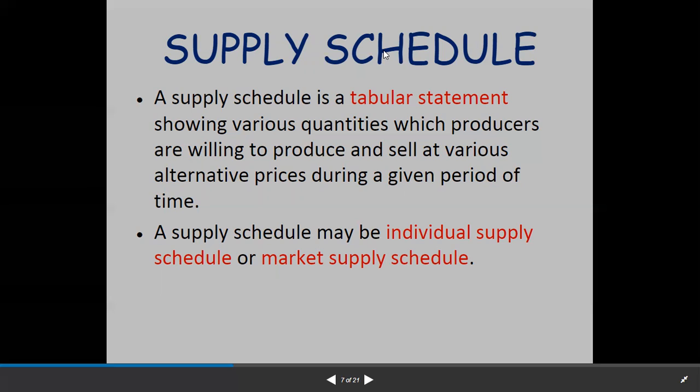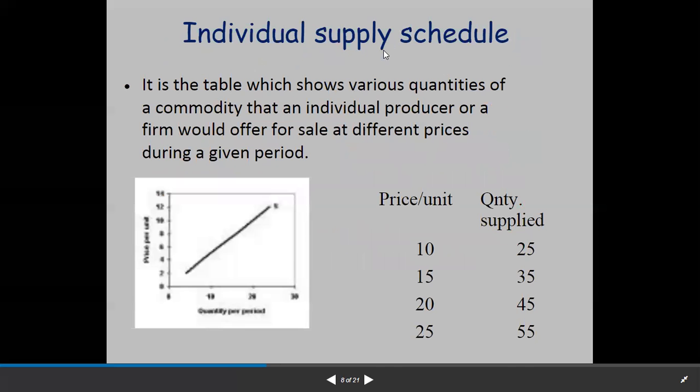First of all we will discuss the individual supply schedule, and then we will discuss the market supply schedule. So both schedules we will discuss here. The individual supply schedule is a table which shows the various quantities of a commodity that an individual producer or a firm would offer for sale at different prices during the given period of time.